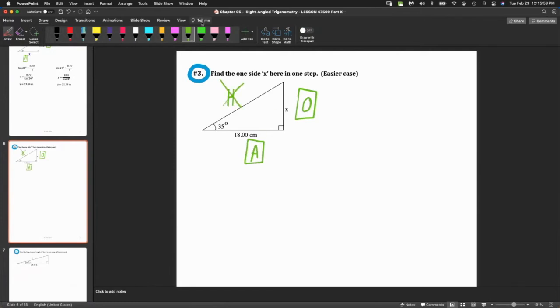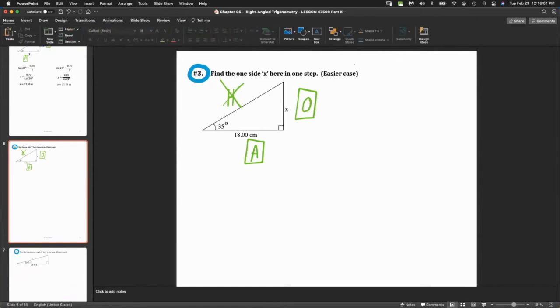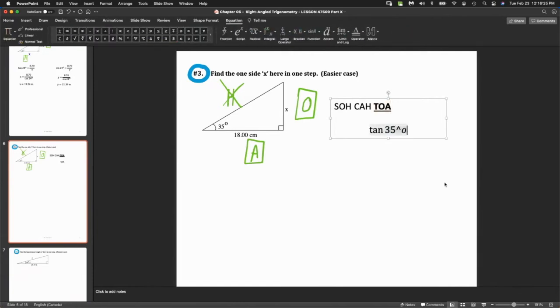Which ratio do we use here? Sine, cos, or tan? What do you think? Tan. Remember, we're using this abbreviation here, SOH CAH TOA. And it's tan that we're going to use because we have opposite and adjacent. So let me just emphasize that. So tan of 35 is x over 18.